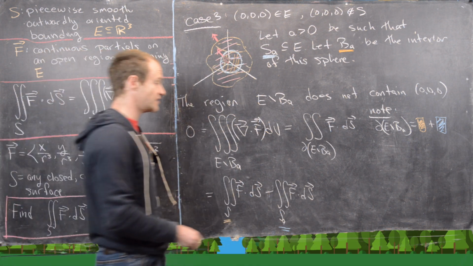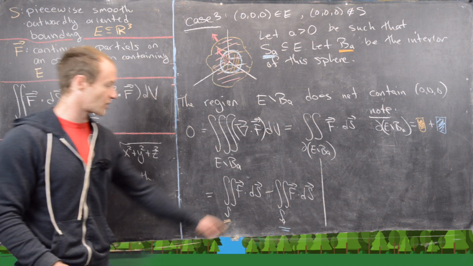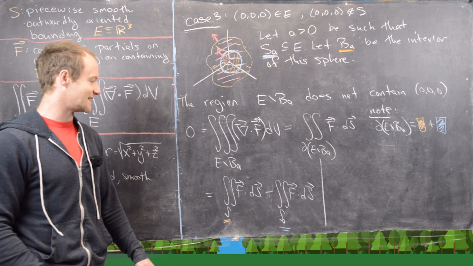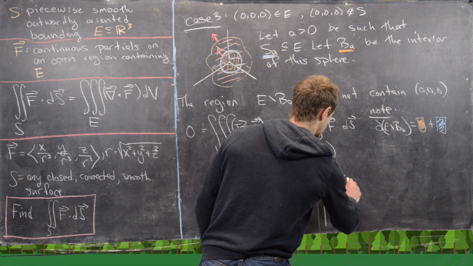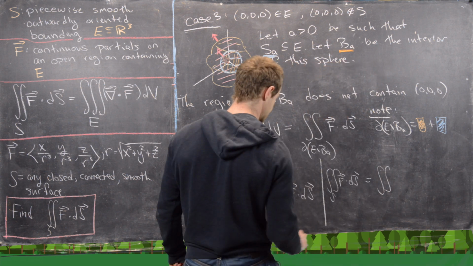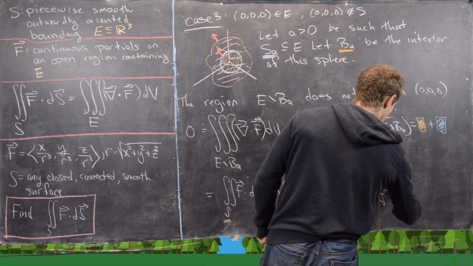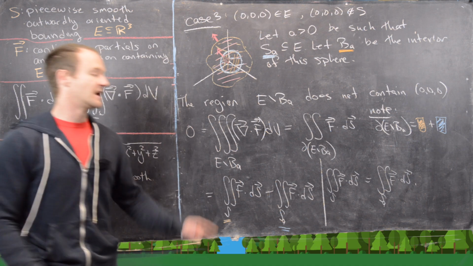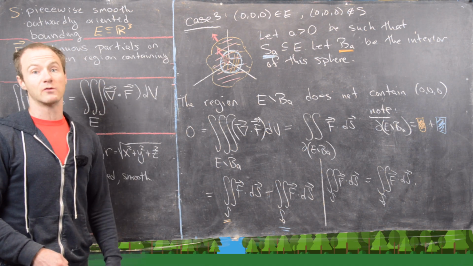But now this equation allows us to solve for our goal surface integral in terms of maybe a surface integral that's easy to calculate. So we have this surface integral over S of our vector field F is equal to the surface integral over this sphere of radius a of our vector field F. So that means that's all we need to calculate. So I'll go ahead and clean up the board and we'll calculate that.